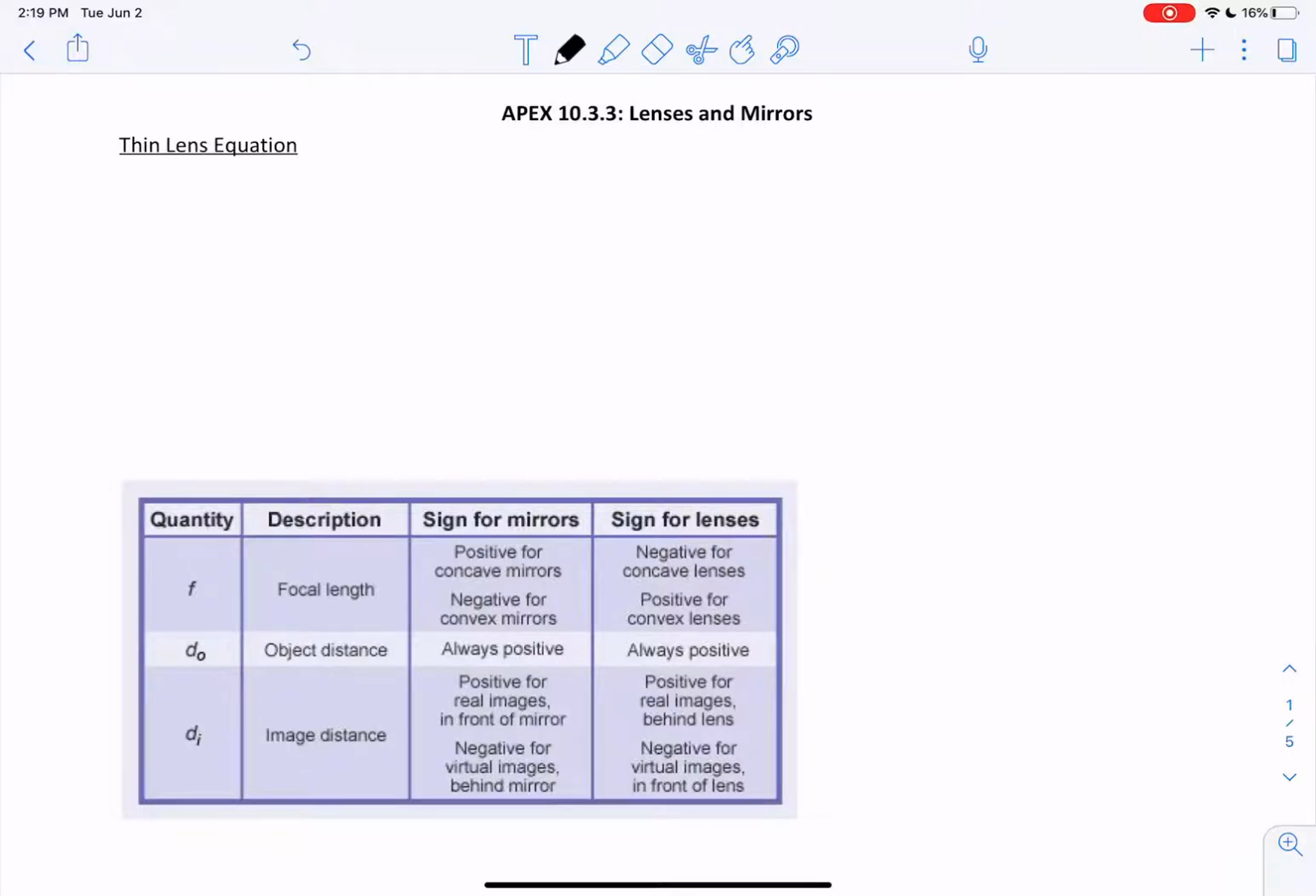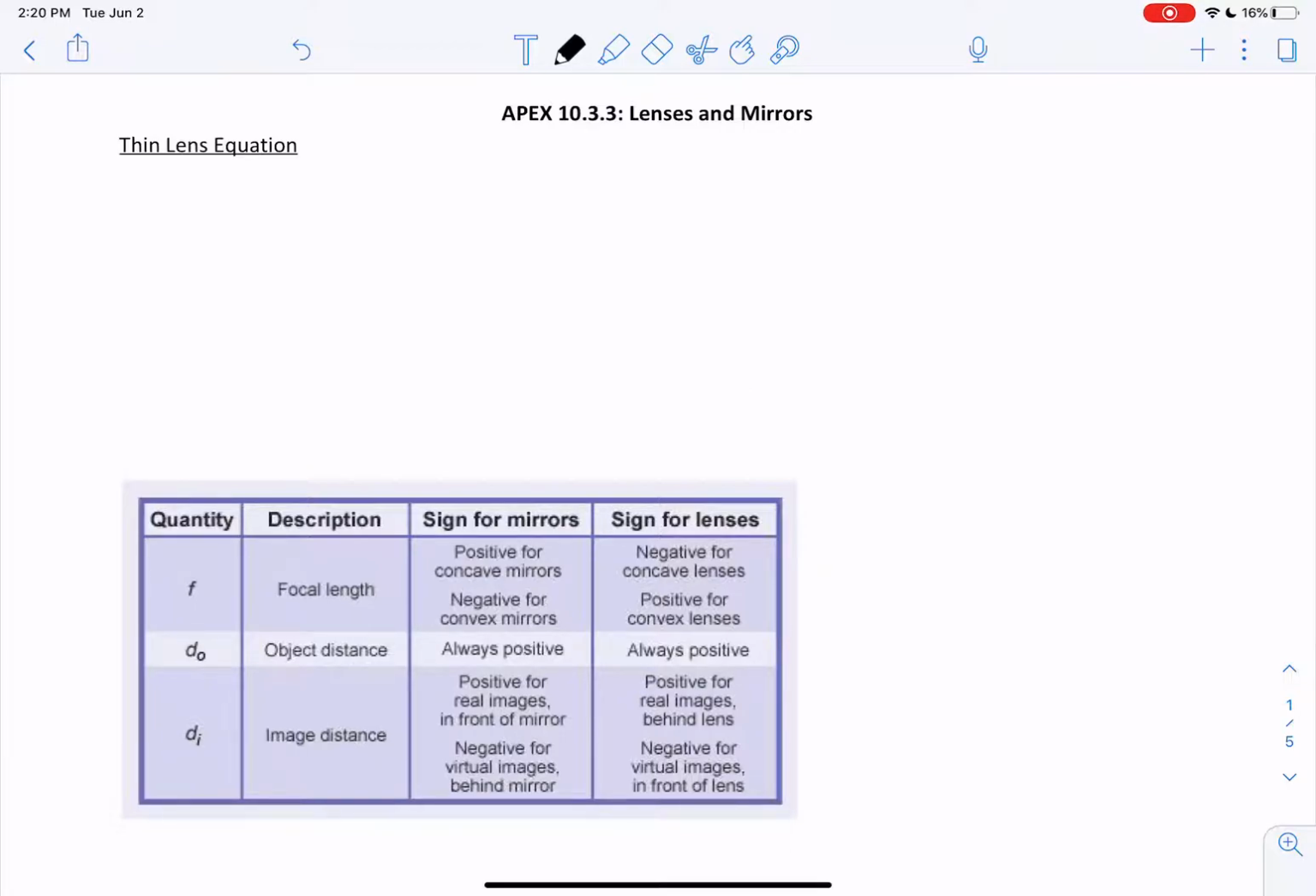Hi everybody, in this video I'm going to go over APEX section 10.3.3, which talks about lenses and mirrors, and specifically about calculations involving them. So this APEX section is not very long, so I'm only going to do one video on it, and I'm only giving you one day to go through the APEX section if you'd prefer to do that.